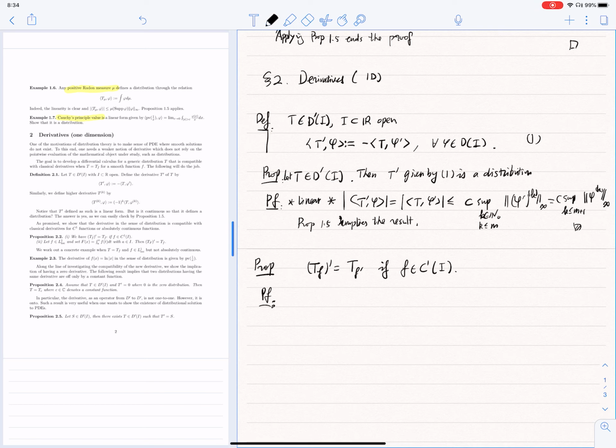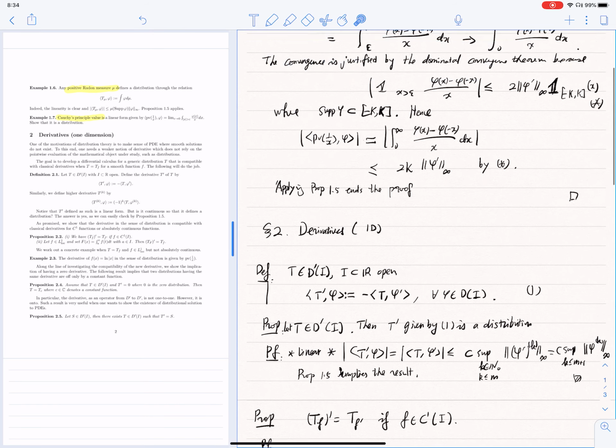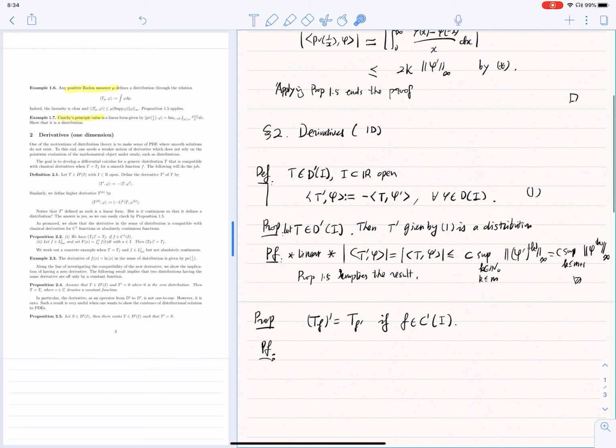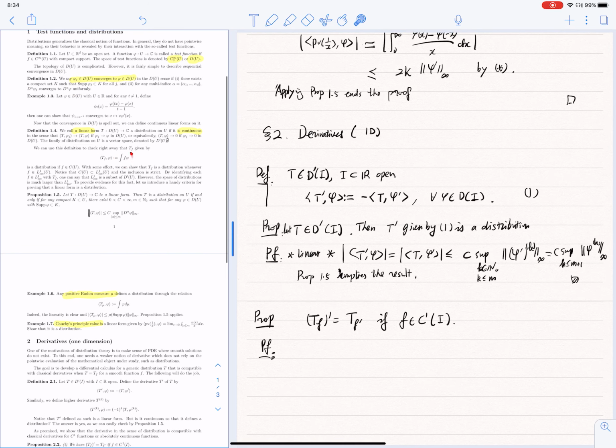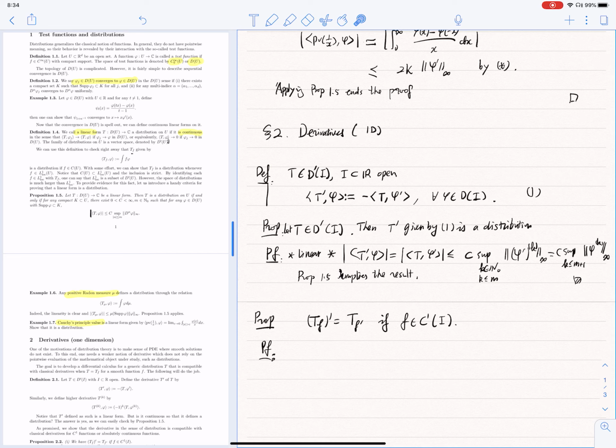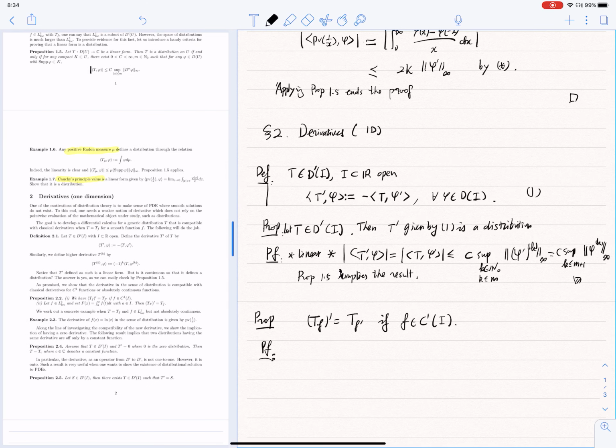So how are we going to do that? Recall that this kind of notation, T with a function subscript, is always given by this formula over here. So let's get back to the business.